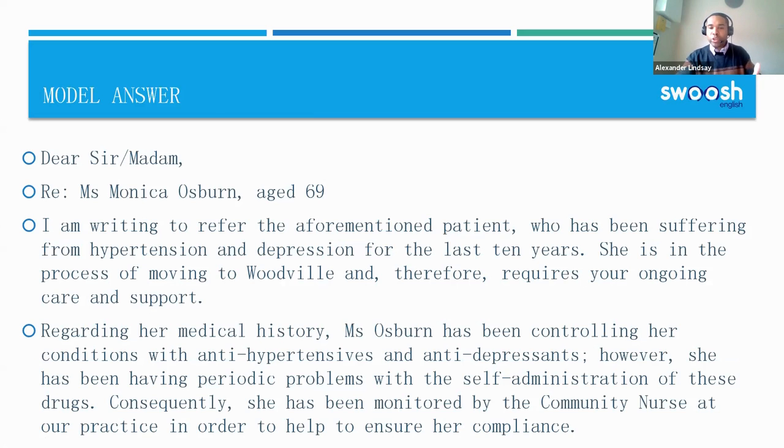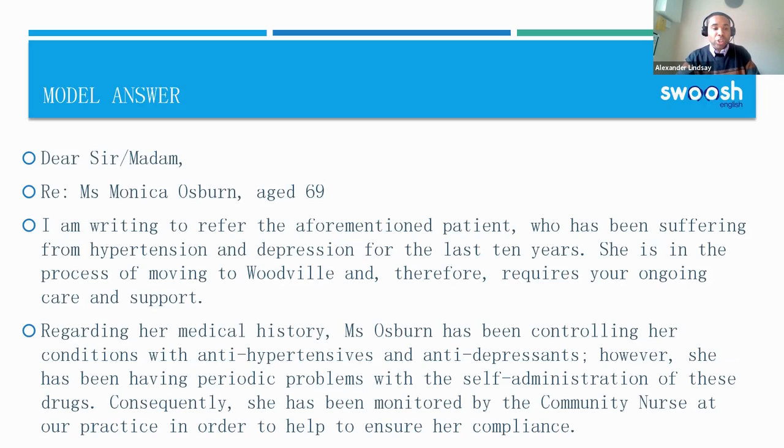So I hope we can agree, particularly with that second sentence there, it's much clearer that the patient is moving from one center to another center. She's moving to Woodville, therefore, using the cohesion, requires your ongoing care and support. So I think that sentence just makes it much clearer that she's moving and will need care from a new health center. Regarding her medical history, so, indicating now we're looking at medical history, and it's important to know the medical history because this is the center which is going to be taking over her care, so they need to know what her medical history is.